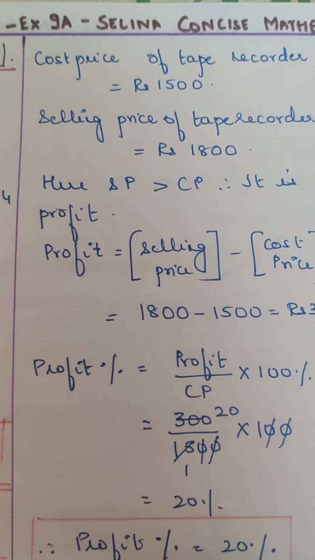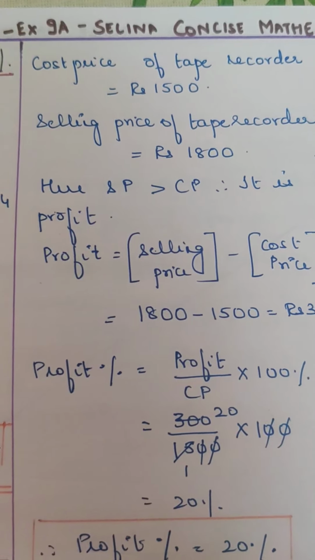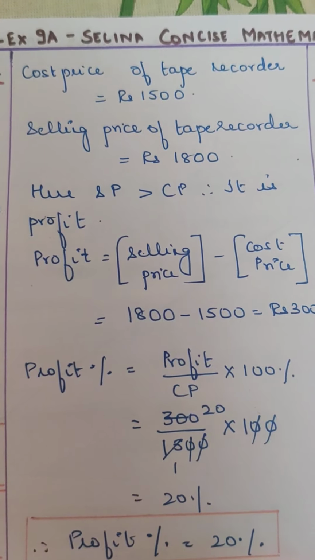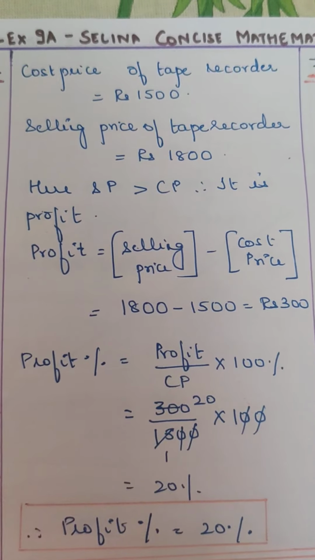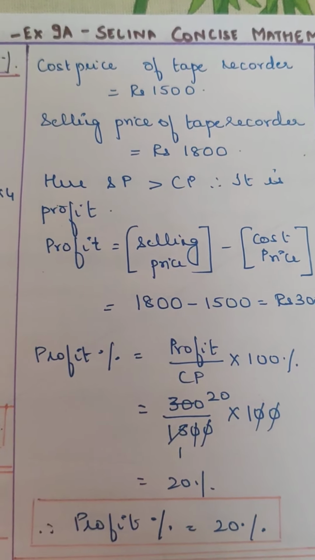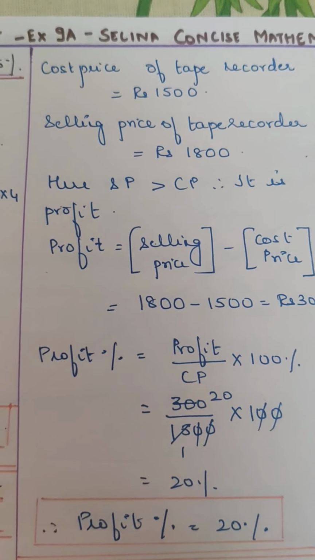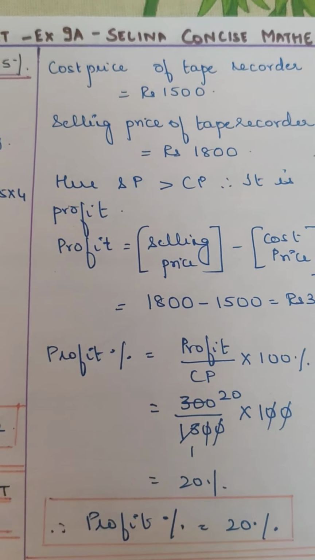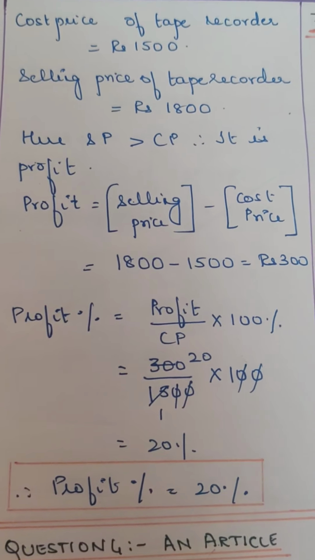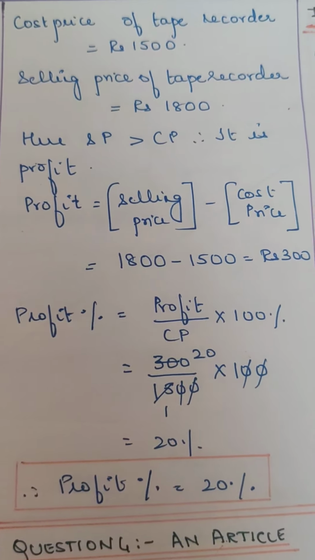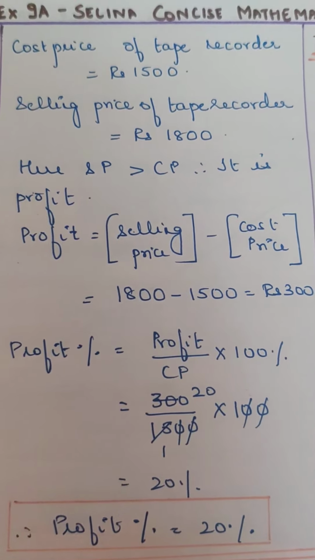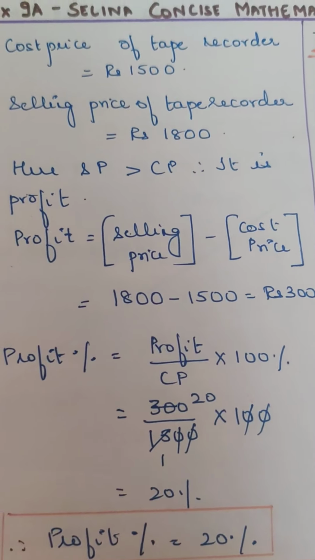Therefore, it becomes profit. Profit is equal to selling price minus cost price, that is 1800 minus 1500, that is equal to rupees 300. Therefore, profit percent is equal to profit by cost price into 100%, that is equal to 300 by 1500 into 100. On simplification, you get 20%. Therefore, profit percent is equal to 20%. I'm just pausing for a few seconds for you to understand.